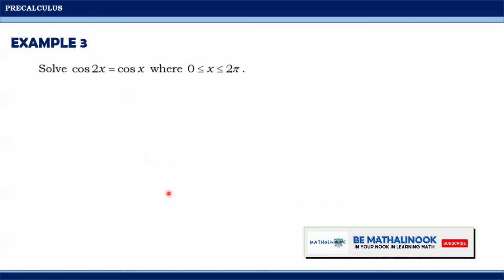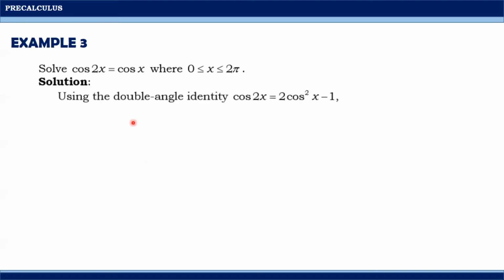Let us have another one. Solve cosine 2x equals cosine x, where x is in the range 0 to 2 pi. Using the double angle identity, remember that cosine 2x is actually equal to 2 cosine squared x minus 1. Hence, our given equation, cosine 2x equals cosine x, will become 2 cosine squared x minus 1 equals cosine x. Write all the terms on the left side of our equation. We will have 2 cosine squared x minus cosine x minus 1 equals 0. This trinomial here can be factored.